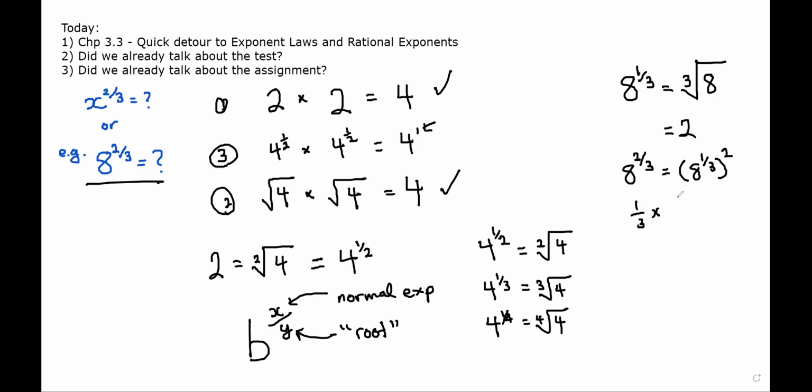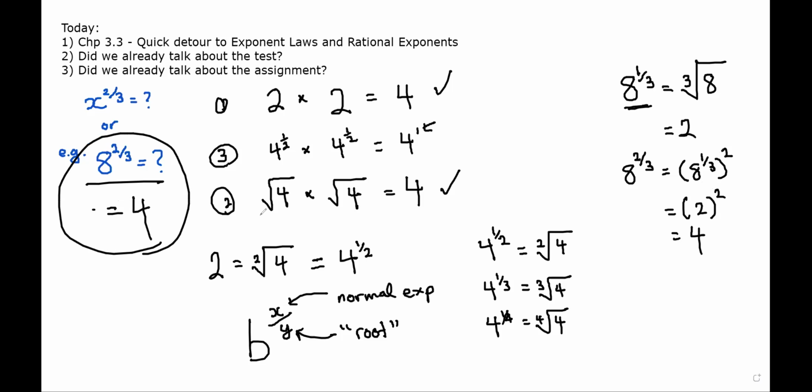Why am I separating it? Well, it makes life easy. What did we establish was 8 to the power of 1 over 3? You do the cube root of 8, the answer is 2, and all that's left is to do an exponent. The answer of 8 to the power of 2 over 3 is 4. That's essentially it.